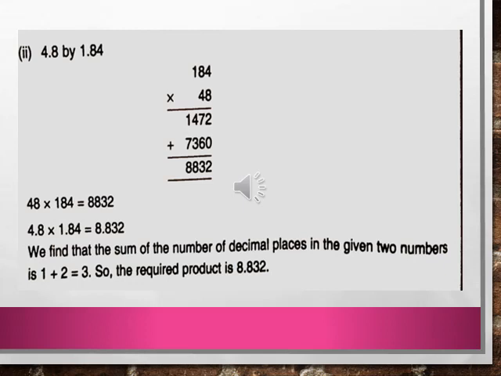So remove the decimal point and we will write the 3-digit number first. So we will write 184 first, and then we multiply 184 by 48. So when you multiply 184 by 8, your answer is 1472. And when you multiply 184 by 4, your answer is 7360. Add these two numbers, you will get 8832.